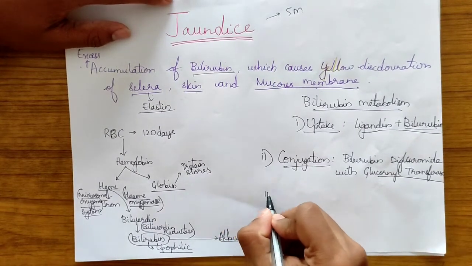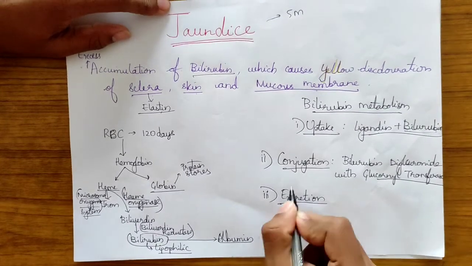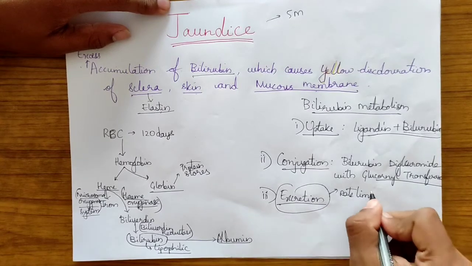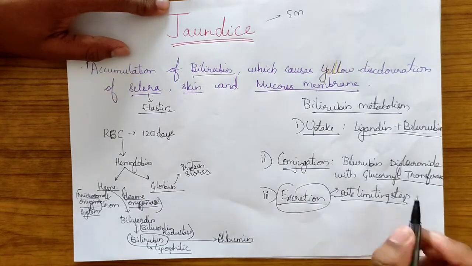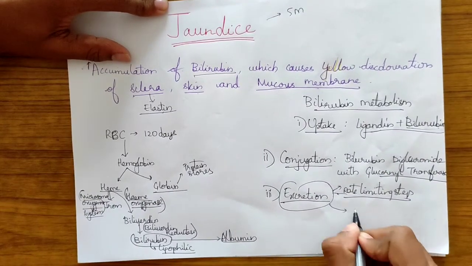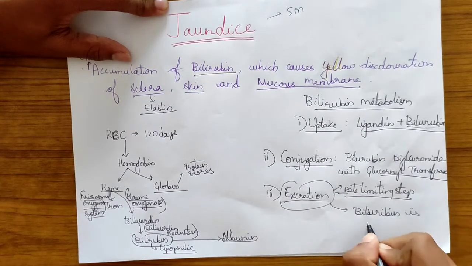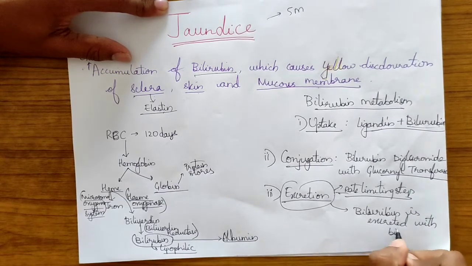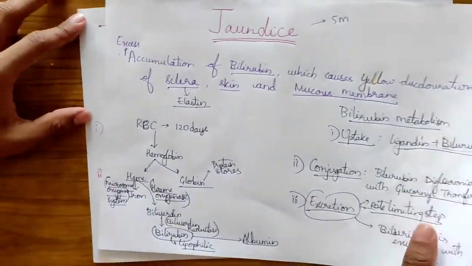After the conjugation part, there is the excretion part. This excretion part is the rate limiting step in the bilirubin metabolism. The bilirubin is excreted with the bile, and it is an active process. So what happens to the bilirubin when it is excreted with the bile? Let's talk about that also.